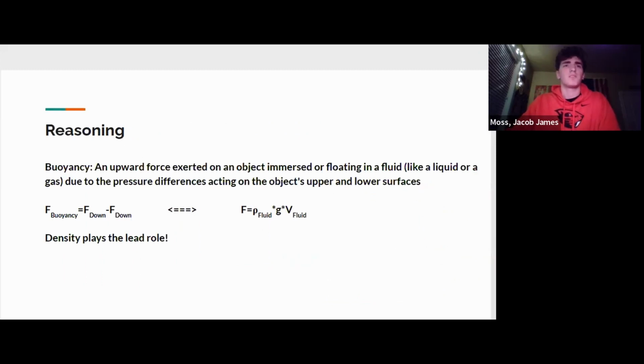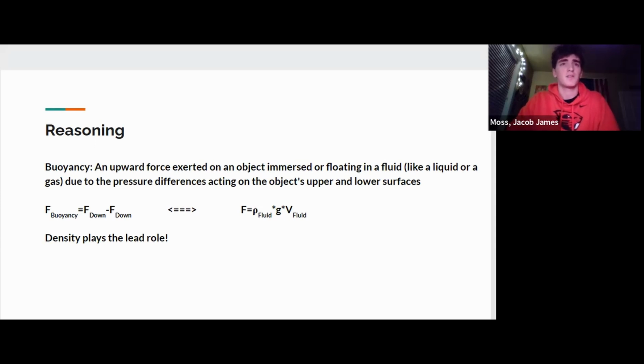Alrighty, let's get started on our reasoning section. To begin, I'm going to start by giving a brief definition of buoyancy. Buoyancy is known as the upward force exerted on an object immersed in or floating in a fluid, like a liquid or a gas, due to the pressure differences acting on the object's upper and lower surfaces.